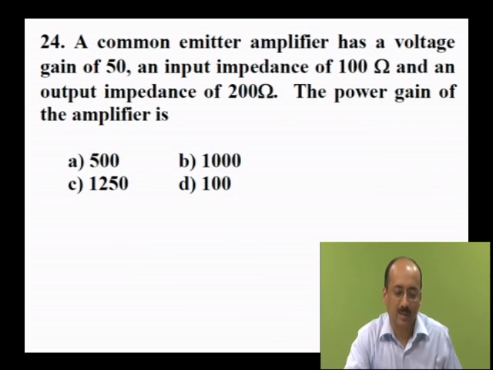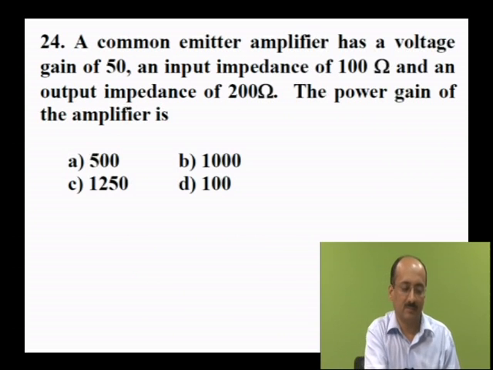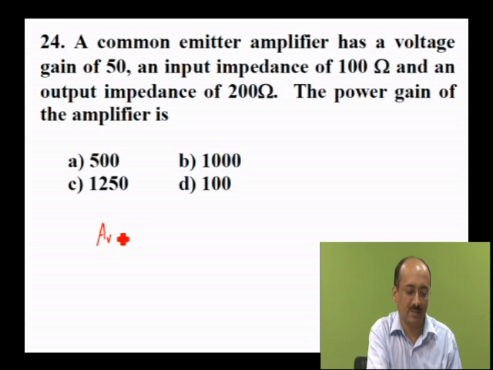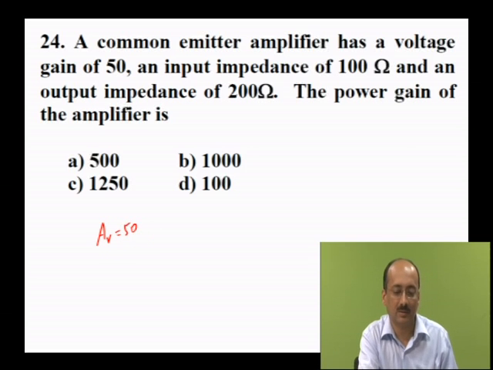A common emitter amplifier has a voltage gain of 50. So, it is AV equals 50 they have given.